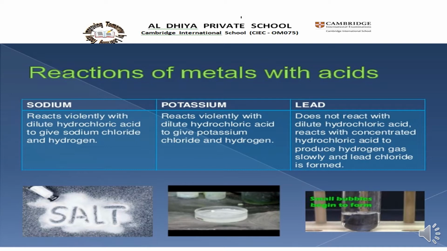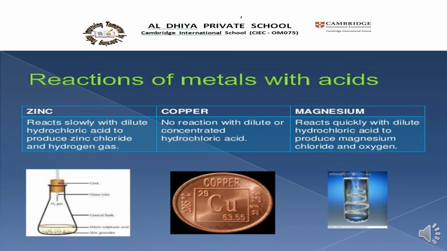Lead does not react with dilute hydrochloric acid. It reacts with concentrated hydrochloric acid to produce hydrogen gas slowly, and lead chloride is formed. Here we can see how these metals react with acids. Zinc reacts slowly with dilute hydrochloric acid to produce zinc chloride and hydrogen gas. With copper, there is no reaction with dilute or concentrated hydrochloric acid. Magnesium reacts quickly with dilute hydrochloric acid to produce magnesium chloride and hydrogen.